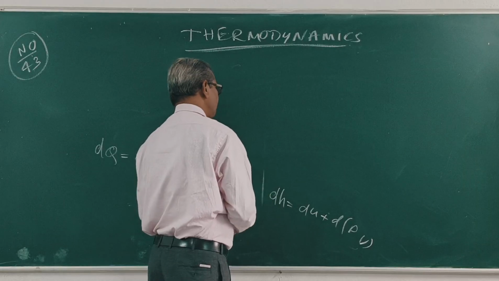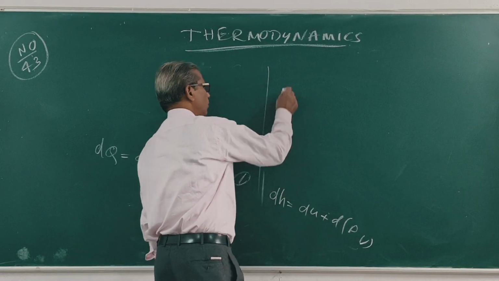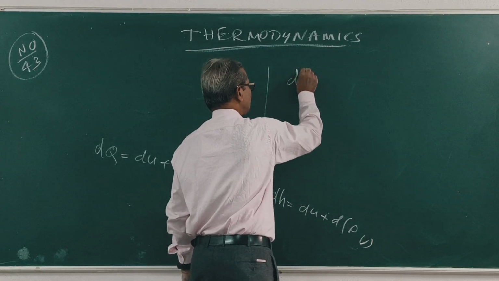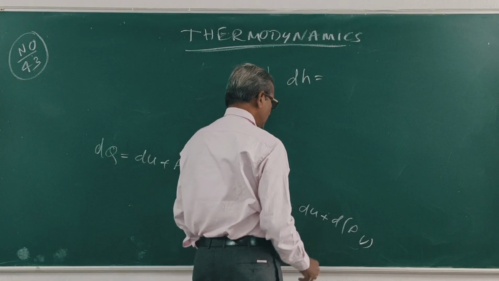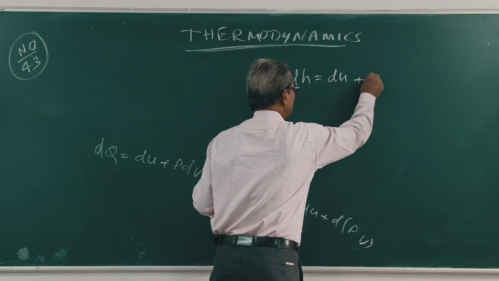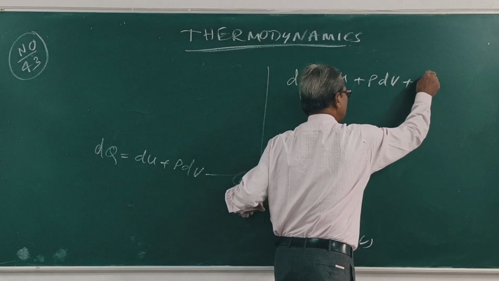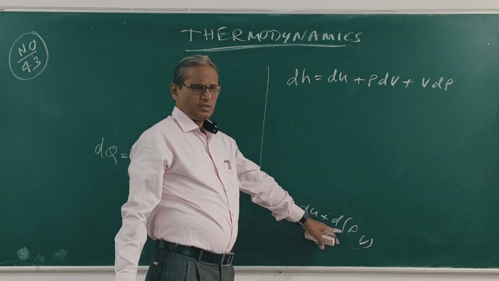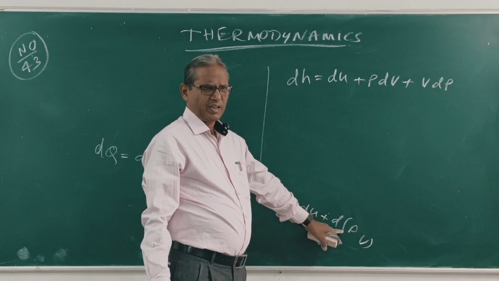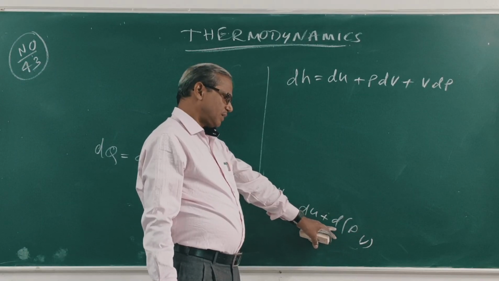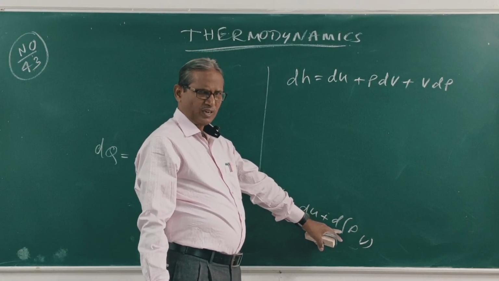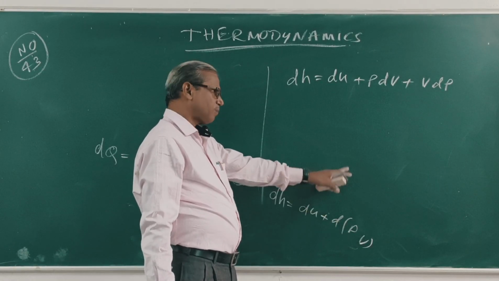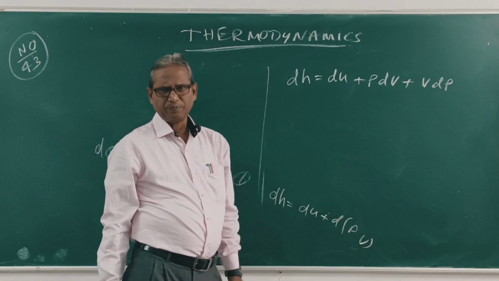This implies what? dH is equal to dU plus PdV plus VdP. Because the differential of a product mn is m dn plus n dm. So the differential of PV is equal to PdV plus VdP. Clear?